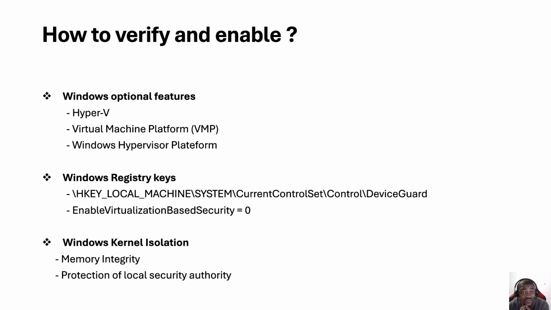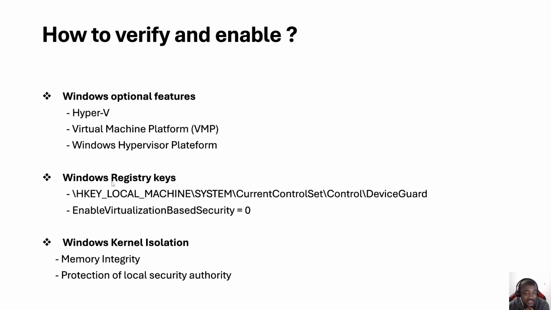So how do we verify and enable nested virtualization? Here we have three places where we need to check the configuration. The first place is the Windows optional features, where we need to make sure that Hyper-V, Virtual Machine Platform, and Windows Hypervisor Platform are not ticked. So we need to uncheck these boxes in the Windows optional features.